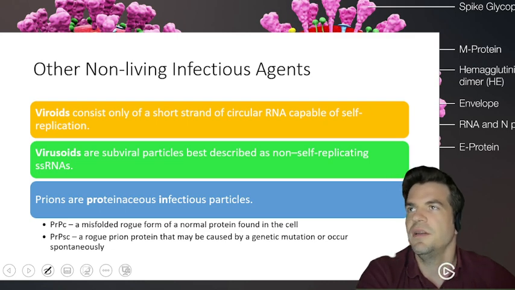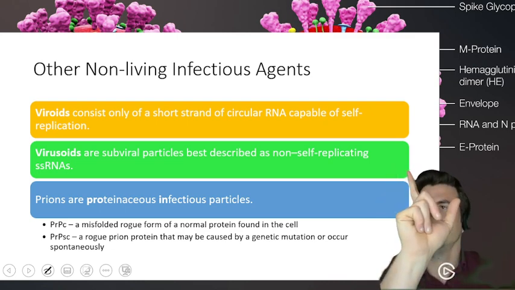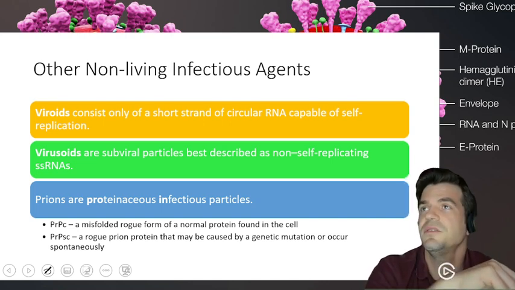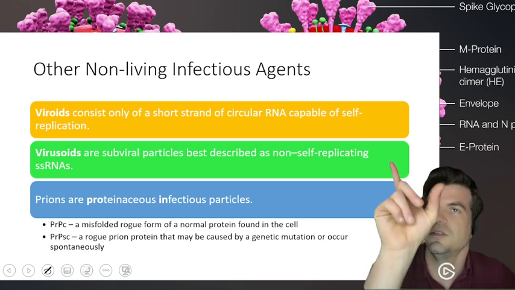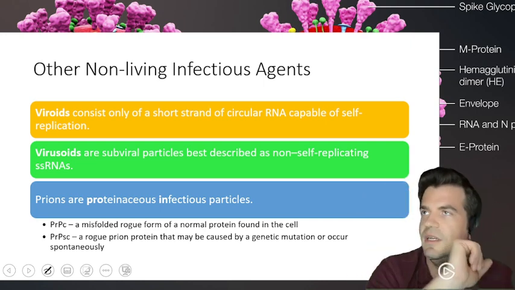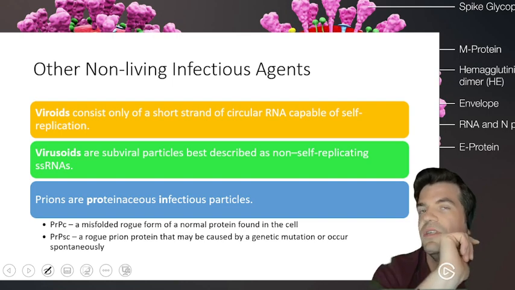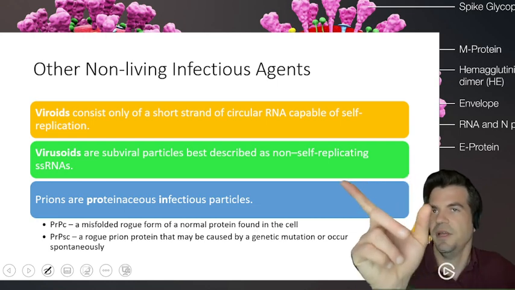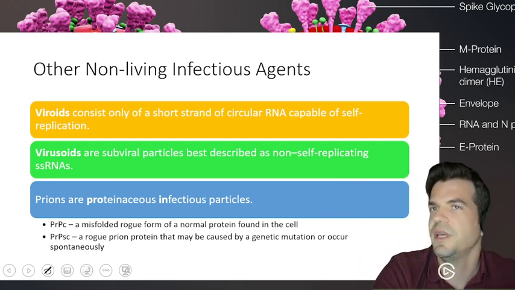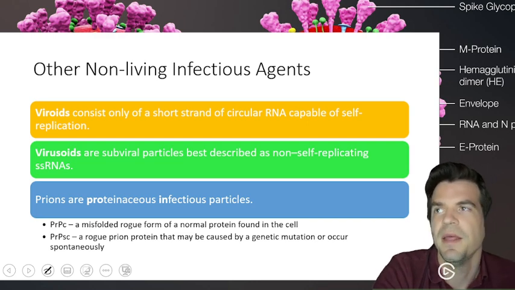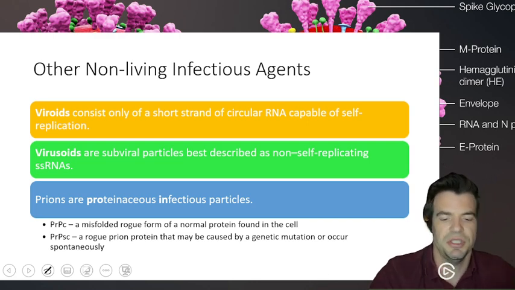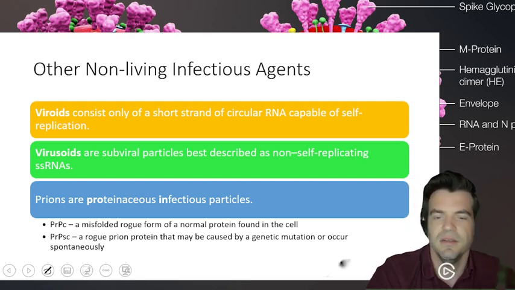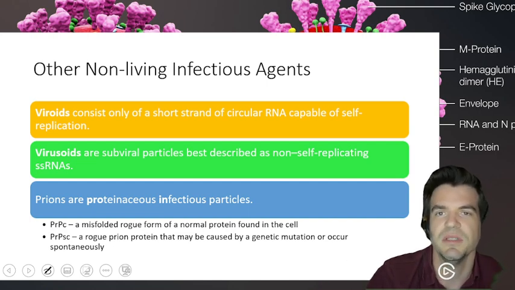And finally, we'll end with viroids and virusoids, which are types of other non-living infectious agents. I would just know those as distractors instead of picking something like prophage or provirus. Prions, on the other hand, are important to remember. They were our first case study, and we'll look at them some more. Prions are proteinaceous infectious particles. They have their own life cycle, as we saw, and it could just be as simple as a misfolded protein.